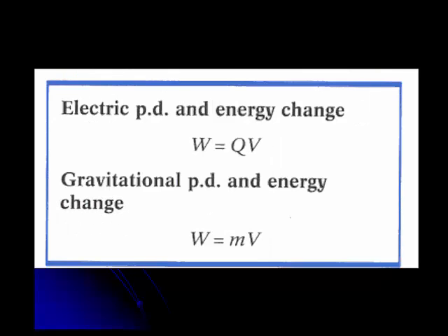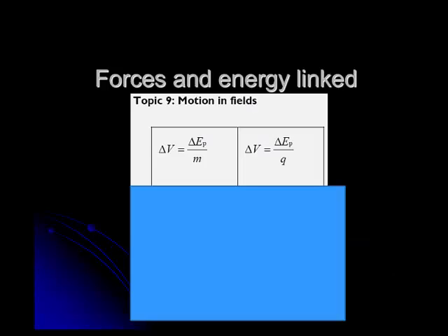If we look at the relationship between energy change and the electric potential difference between two locations, so that would be V, the potential difference multiplied by the charge will give us an indication of the work done and the energy change. In the same way, the gravitational potential difference multiplied by the mass will equal the work done and therefore the energy change. I always think that this is the most important formula because it links up the idea of force fields and potential fields.